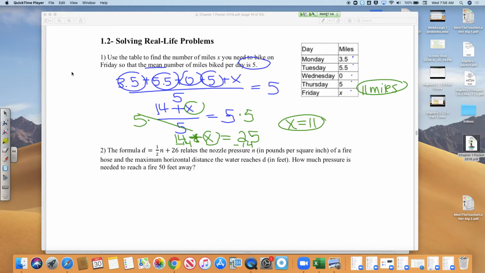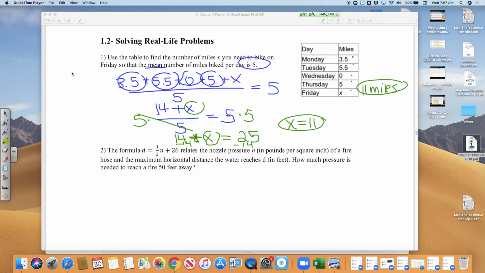Why don't you pause the video and try number 2, read it to yourself, try and figure out if you can figure out how to insert the numbers and solve, and then after you're done, press play, and then I'll go over it.